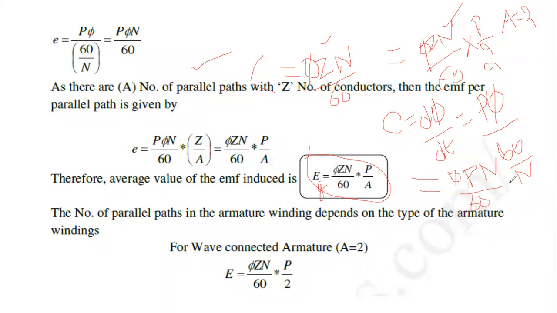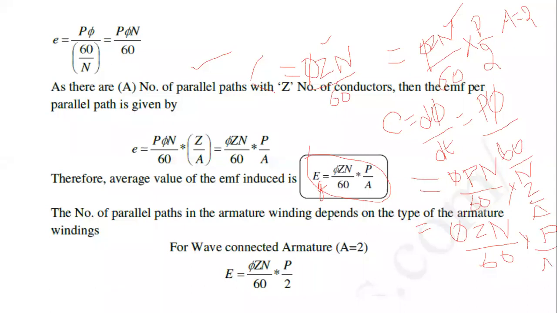Then we multiplied this equation with Z by A. Then we can rewrite this equation, that is, E is equal to pi Zn by 60 into P by A.